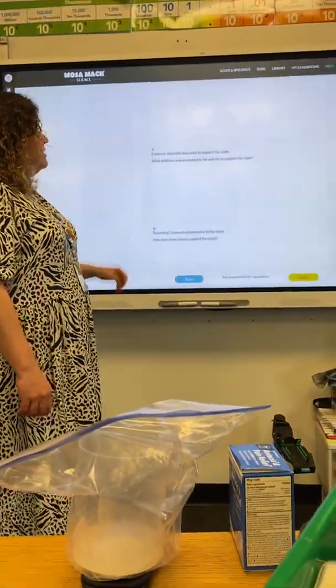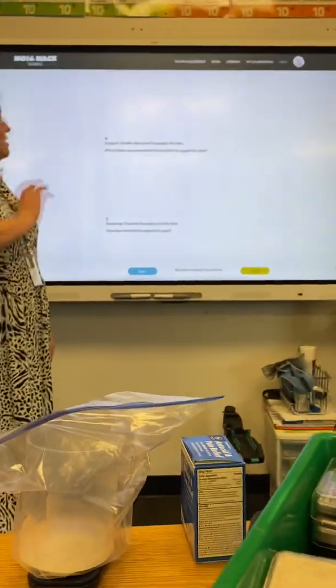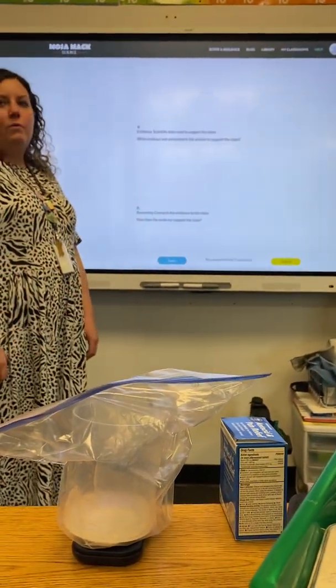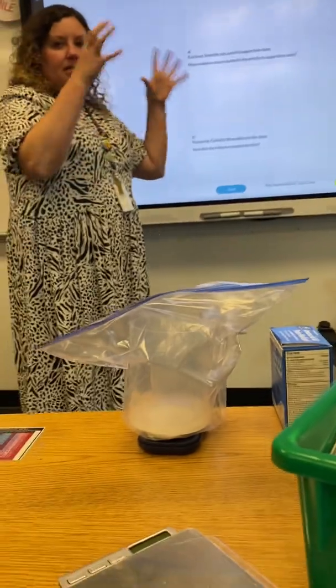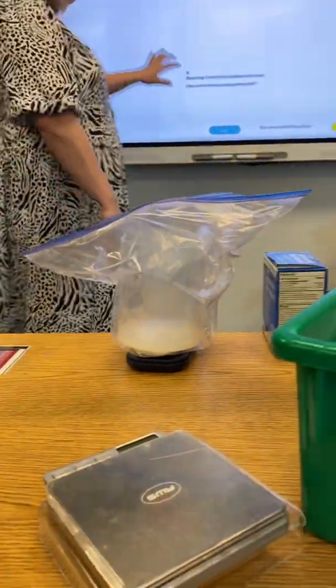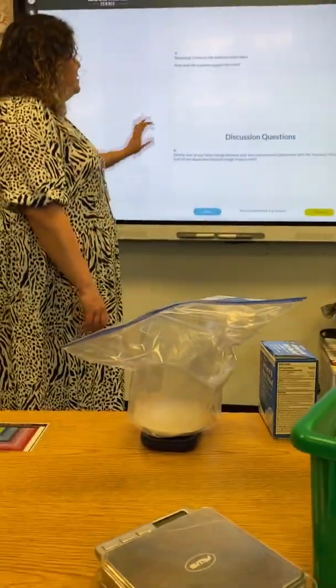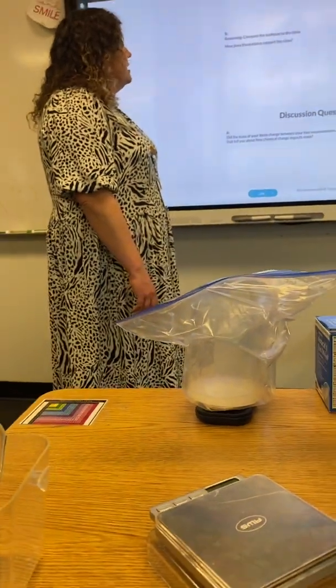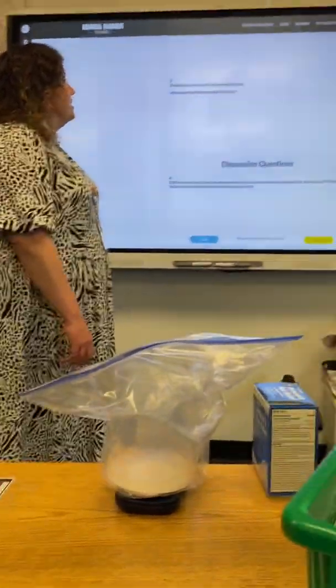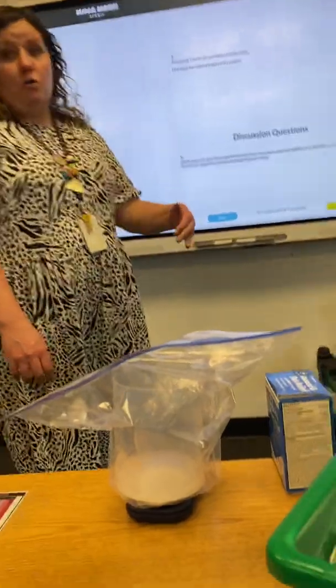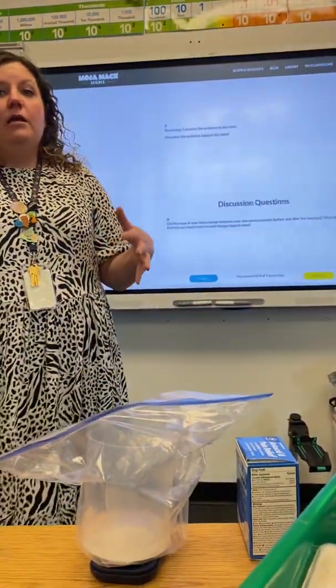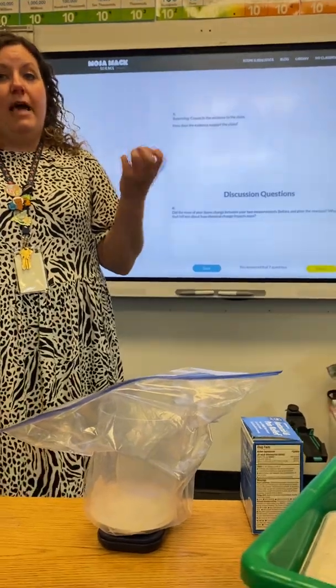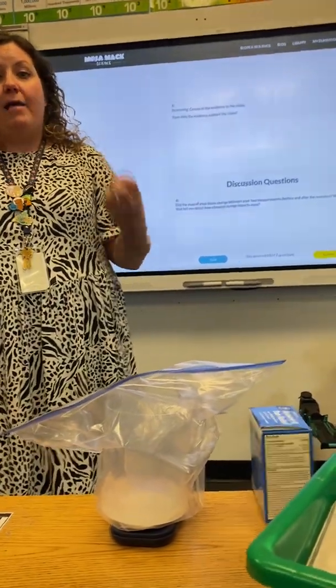Number 4, scientific data used to support the claim. What was our evidence? We used a scale, we weighed it. We started and we weighed everything separate and then we weighed it together, right? And our reasoning connects evidence to the claim. Our reasoning is, how does the evidence support the claim? Well, the evidence clearly shows that they weigh about the same, they have the same mass. So there's the same amount of matter before the chemical reaction and after.